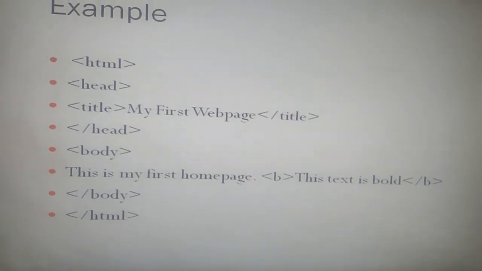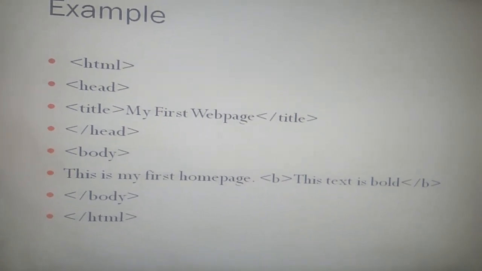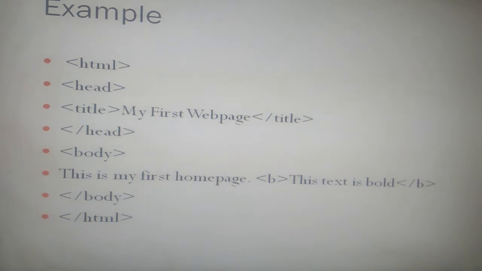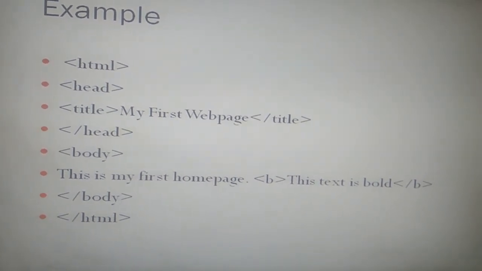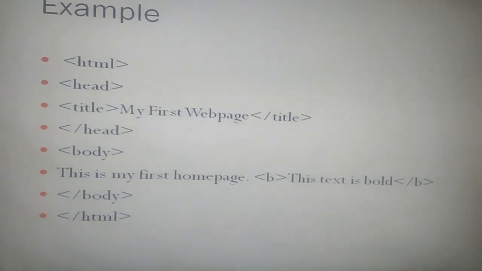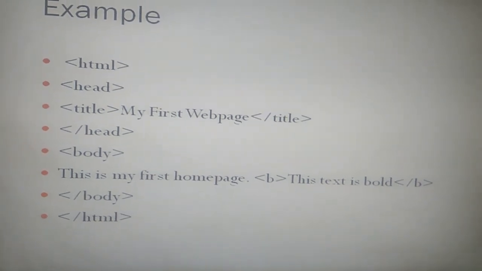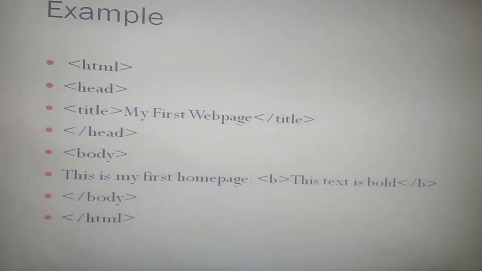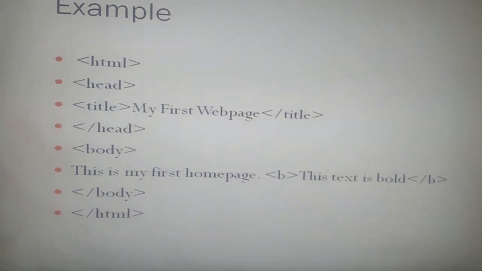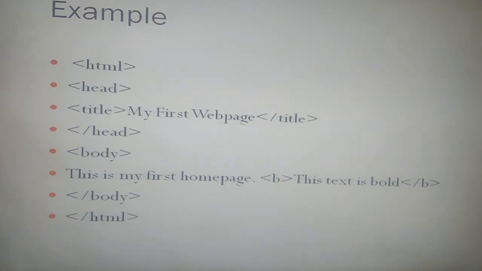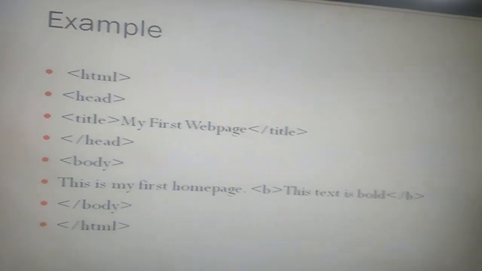Then this is the head tag. Then the body is there. In the body part you are writing, this is my first home page. Whatever you write in the body, you do formatting and all, that appears on the page. Then B is for bold. So this B tag is there for bold, and then closing the tag immediately. Similarly, body gets closed, and finally the HTML tag gets closed.